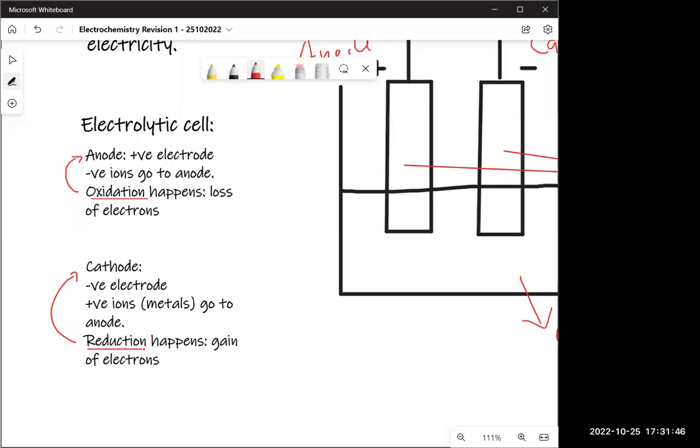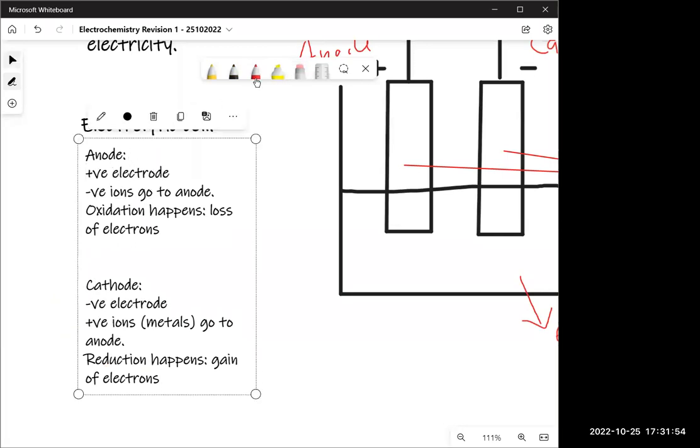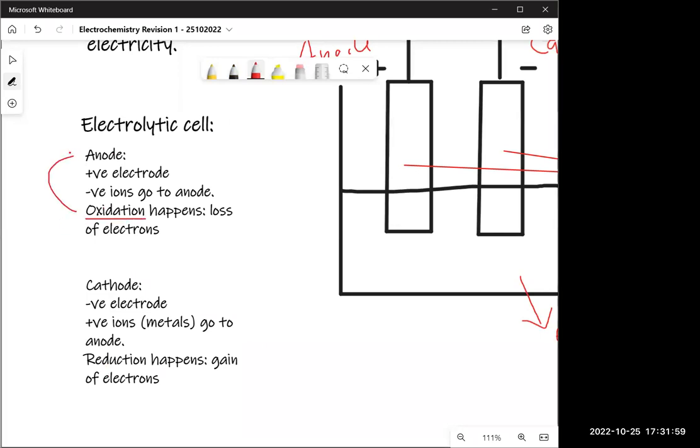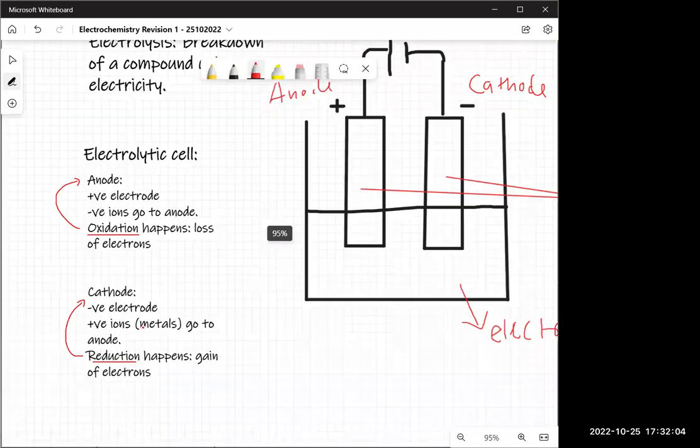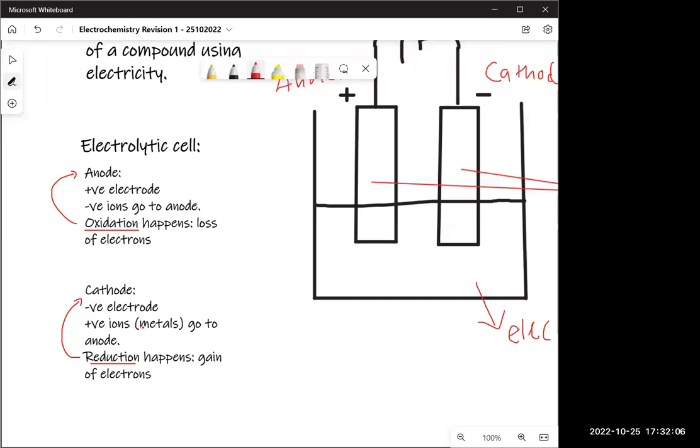Najla, Niranjana. I'll ask you a question, Najla. Where does reduction happen? Reduction happens at cathode. At cathode, all right. Mawadda, where does oxidation happen? At anode. At anode. Najla, what kind of electrode is anode? Like positive or negative?